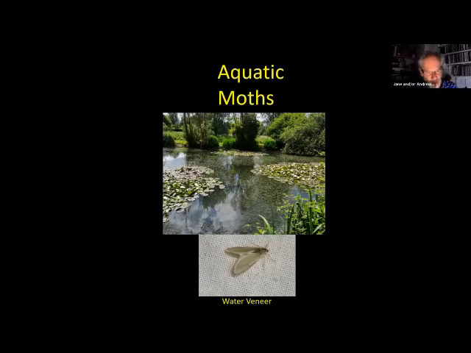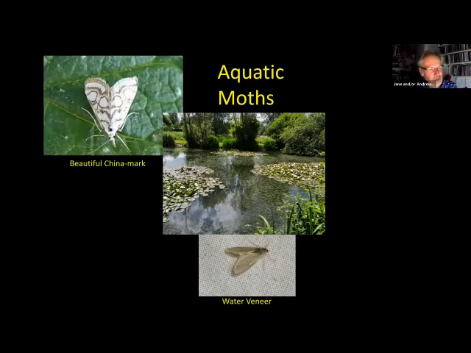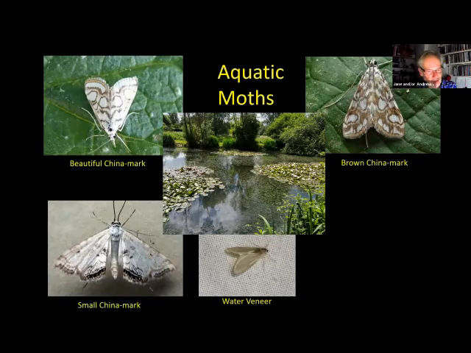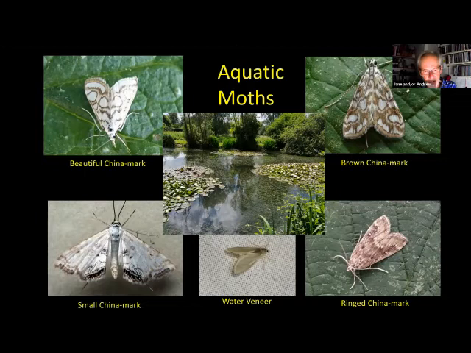The water veneer will actually swarm on warm, hot, humid nights some way away from ponds. So we've got the beautiful China mark, we've got the brown China mark, we've got the small China mark, and the ring China mark. And all of these spend virtually their whole life feeding on pondweed and floating around as caterpillars and pupae in ponds.